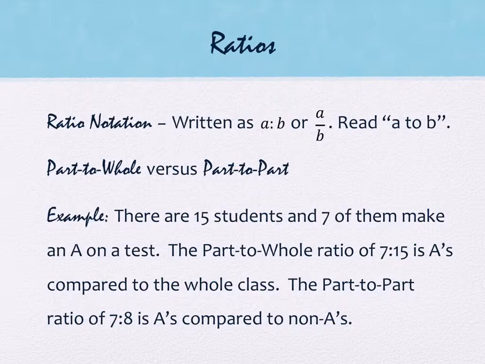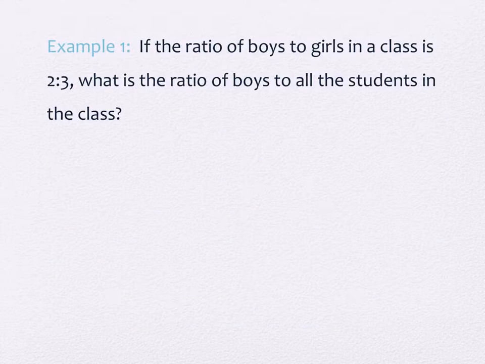So here's an example of that. If you have 15 students in a class and 7 of them get an A on the test, the part-to-whole ratio is 7 to 15. There's 7/15ths of the class. 7 out of 15 got A's. You also could compare the A's to the non-A's, right? Part to part. So the part-to-part ratio of 7 to 8 is the A's compared to the non-A's on the test.